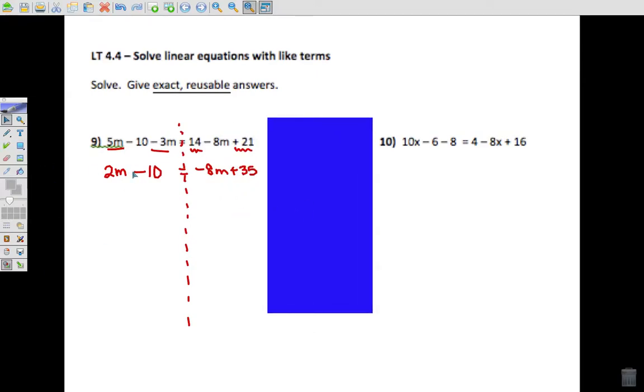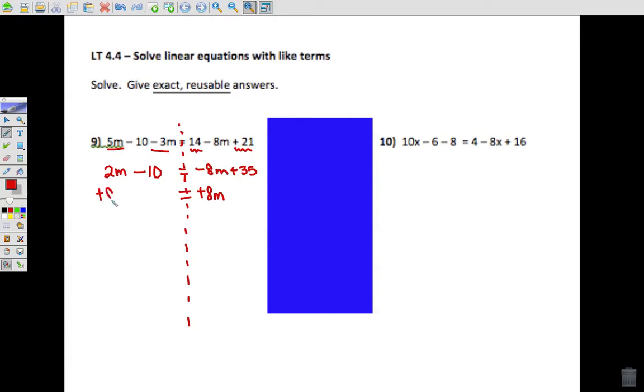At this point, I have both a variable term and a constant on the left, and a variable term and a constant on the right. I want my variable terms to be on the left side of the equation, and my constant terms to be on the right side of the equation. So I don't want, on the right side of the equation, this minus 8m. To eliminate a minus 8m, I'm going to add 8m. I'm not trying to just get rid of the 8. I'm trying to move this entire term to the left side of the equation.